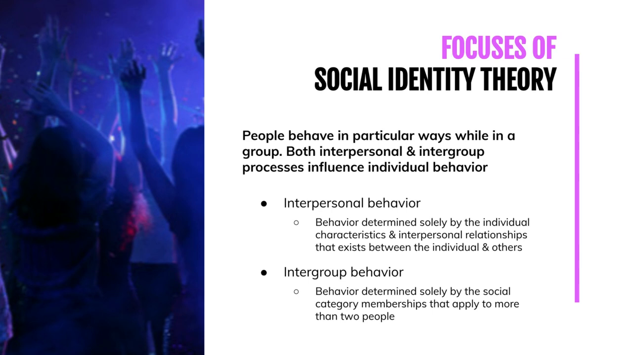Both interpersonal and intergroup processes influence this individual behavior. On the one hand, you have interpersonal behavior, which is behavior determined solely by the individual characteristics and interpersonal relationships that exist between the individual and others. And then you have intergroup behavior, that behavior determined solely by the social category membership that applies to more than two people. So, again, people in a group.